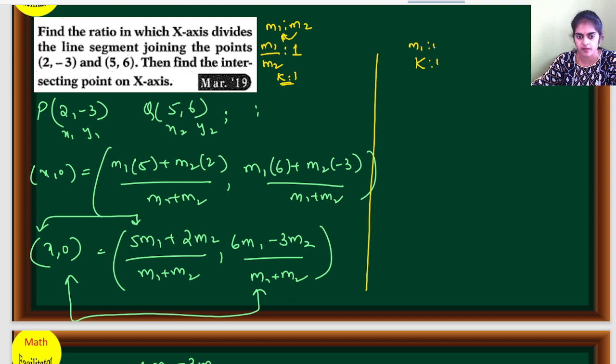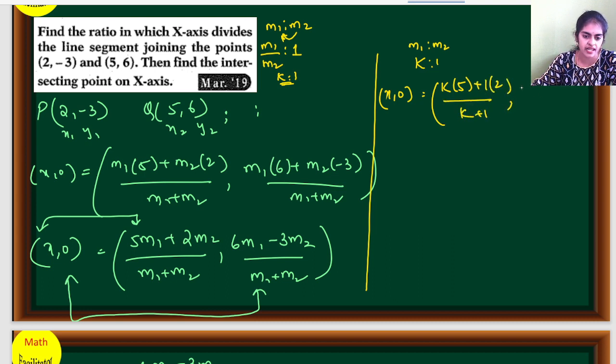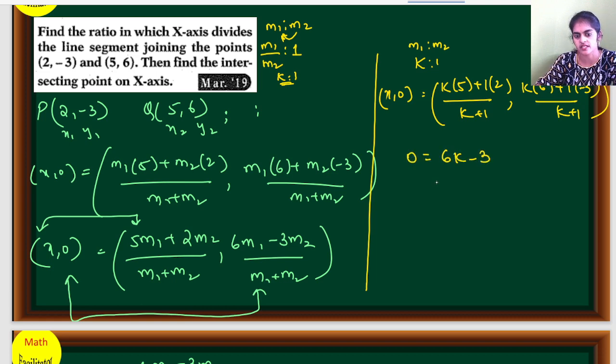So this is m1, this is m2, and the points are x1, y1, x2, y2. How does our point of division come? It is (m1 x2 plus m2 x1) by (m1 plus m2), and (m1 y2 plus m2 y1) by (m1 plus m2). Here directly you get 0 equal to 6k minus 3. So what is the value of k? k equals 1/2. So k is nothing but, see, the ratio is 1/2 is to 1, or 1 is to 2.